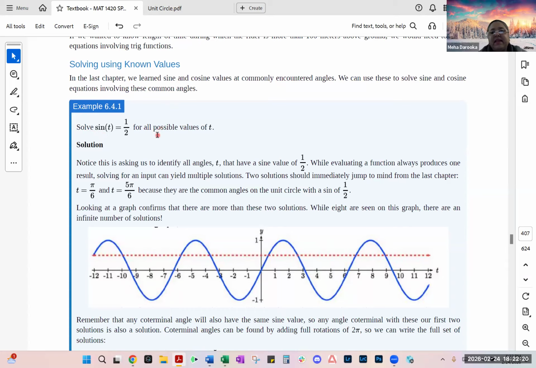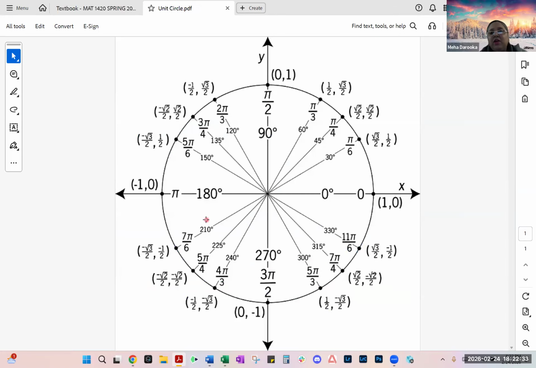But you will notice here, this time they're saying for all possible values of t, which means we are saying that angle t can be all the angles where the sine value is going to be equal to 1/2. So if you look at our unit circle over here, you will see sine is equal to 1/2 at the angle of pi over 6. And then if you go to quadrant 2, you will notice we have sine of 1/2 again, this time for angle 5 pi over 6, right?